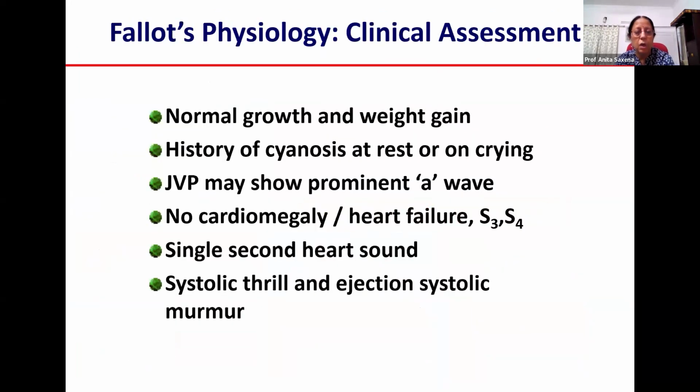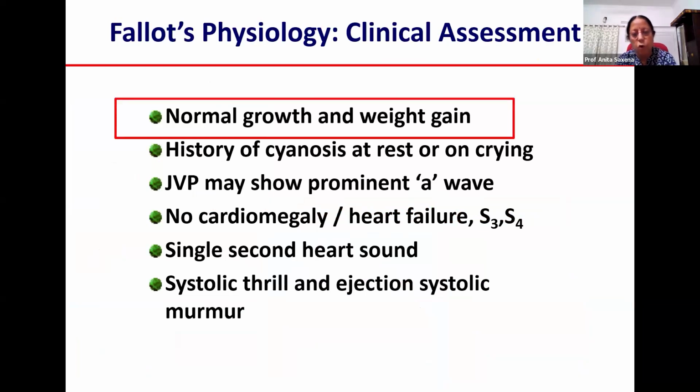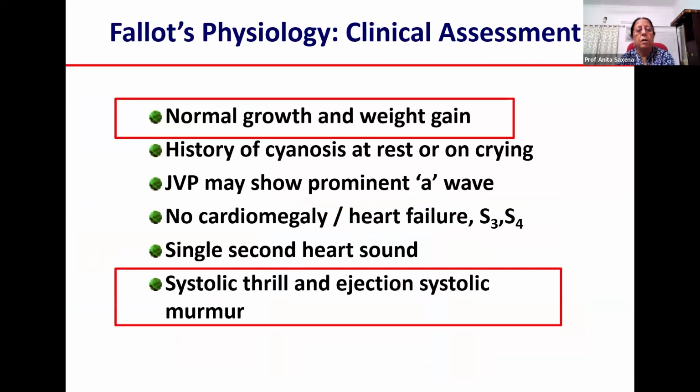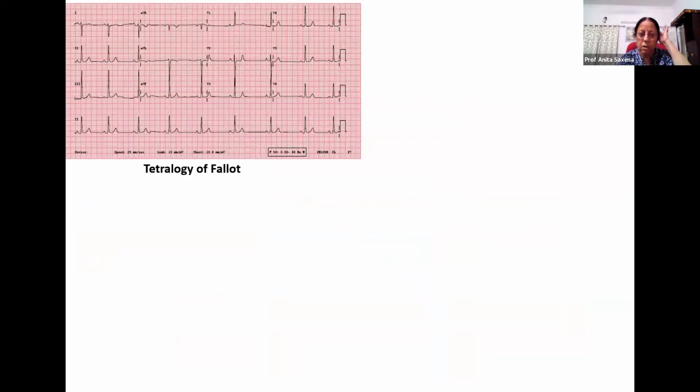So these children usually will give you a good history of normal growth and weight gain, no history of heart failure during infancy, and a systolic thrill or ejection systolic murmur, which is the hallmark of pulmonary stenosis. ECG can give you a reasonable clue. You have right axis deviation with right ventricular hypertrophy in early transition, suggestive of tetralogy.